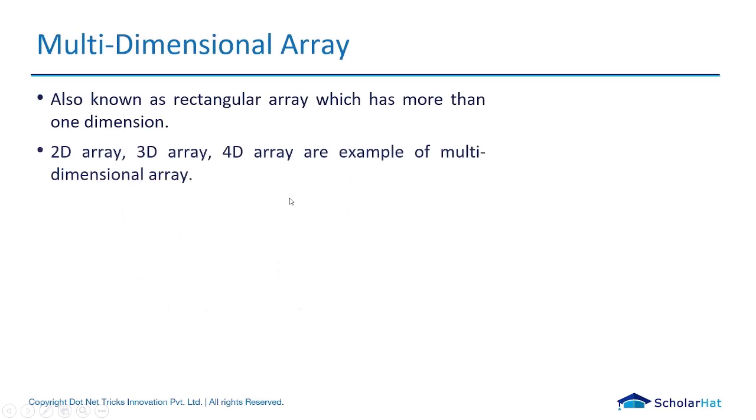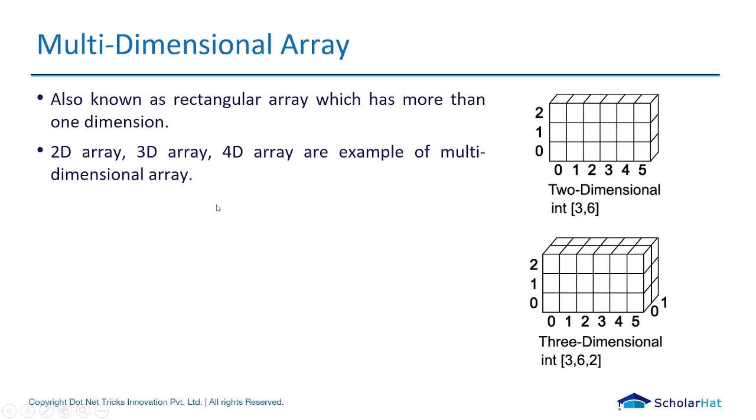Now we're going to talk about the multi-dimensional array. A multi-dimensional array is also known as a rectangular array, which has more than one dimension. It can be a 2D array, 3D array, 4D array, and so on. You can consider it as rows and columns, and if it is 3 dimensions, rows, columns, and height. We're going to see each and everything in VS Code and take examples on this. So let's jump to VS Code and see each one by one with examples.